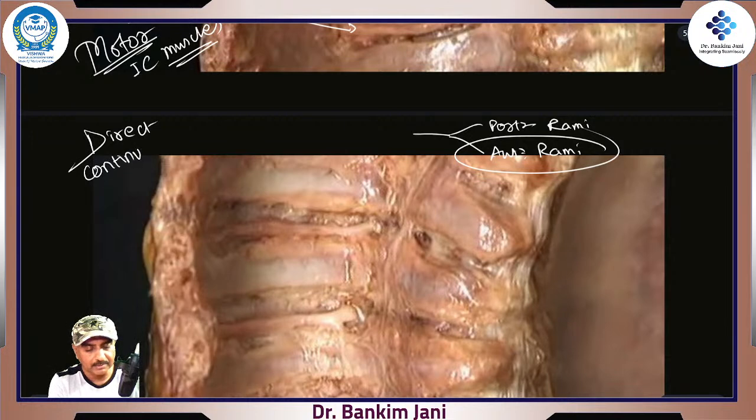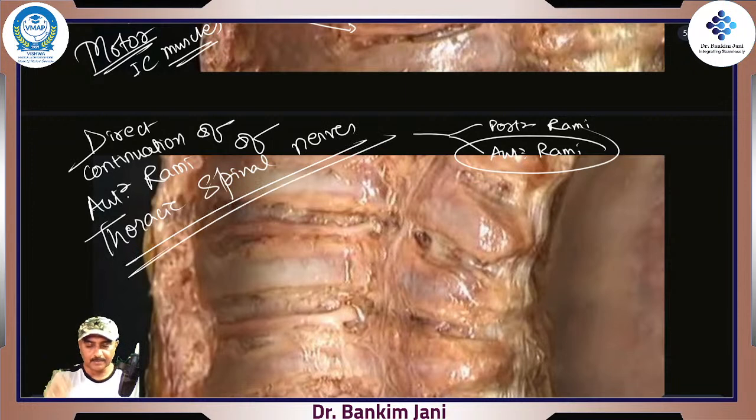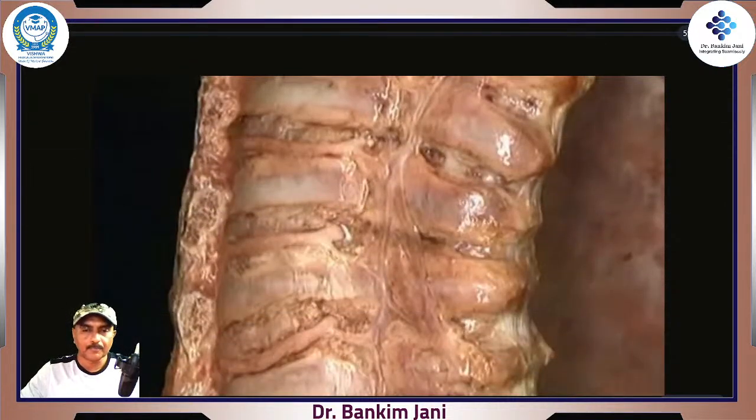continuation of anterior rami of thoracic spinal nerves. So over here, vein, artery, we have removed that, right?